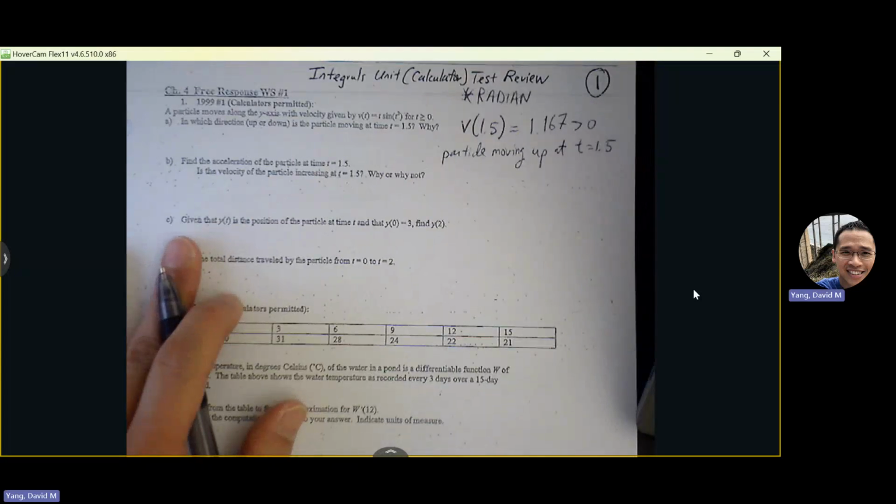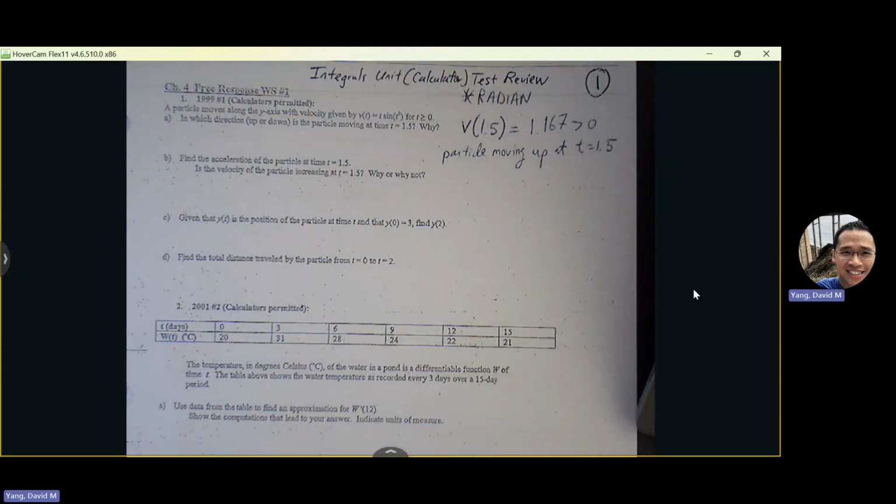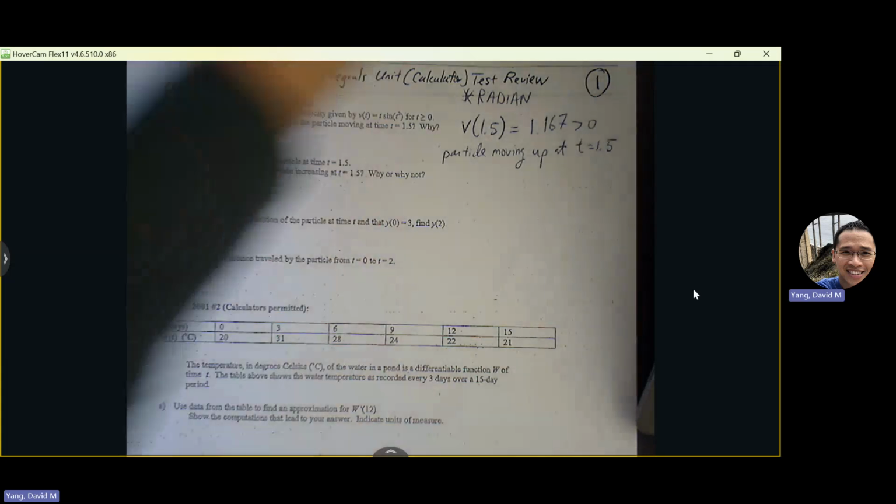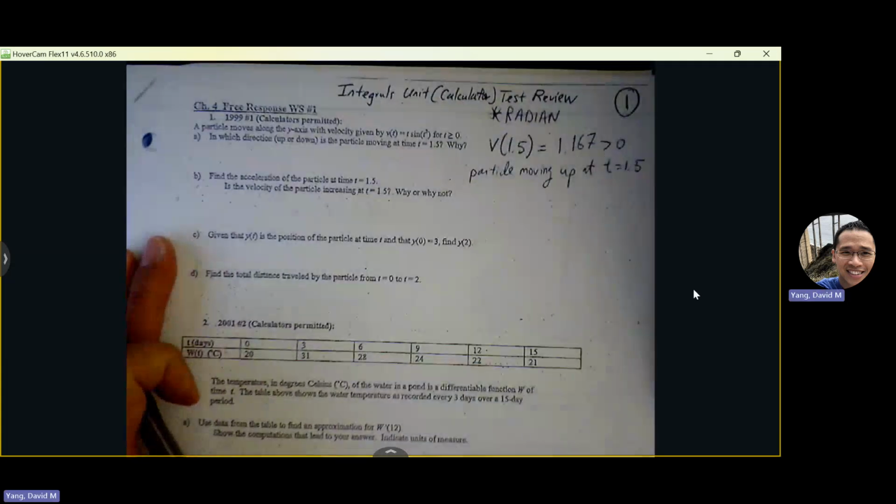Right. This problem establishes that this particle is moving up or down. So that means up is positive and down would be indicated by a negative velocity.